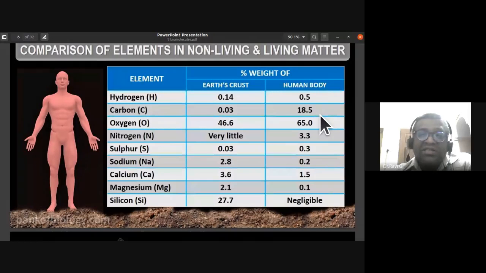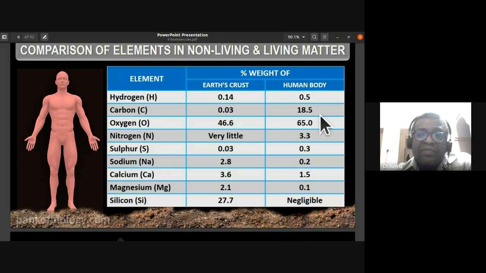Nitrogen in the Earth's crust is very little, but in the atmosphere it might be 70 to 71%. But in the Earth's crust, the percentage weight of nitrogen is very less, whereas in the human body, 3.3% of the weight is composed of nitrogen. Sulfur is very, very less in the Earth's crust. It is 0.03%. So it is 10 times more in case of the human body, wherein it is 0.3 percent.